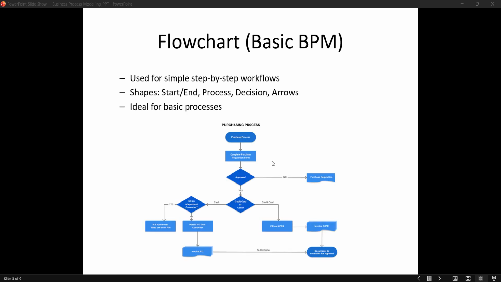A flowchart is one of the simplest forms of business process modeling. It visually shows a step-by-step sequence of actions in a process using symbols such as rectangles for actions, diamonds for decisions, and arrows for the flow direction. Flowcharts are ideal for representing simple business procedures, operational workflows, or logic-based decisions.